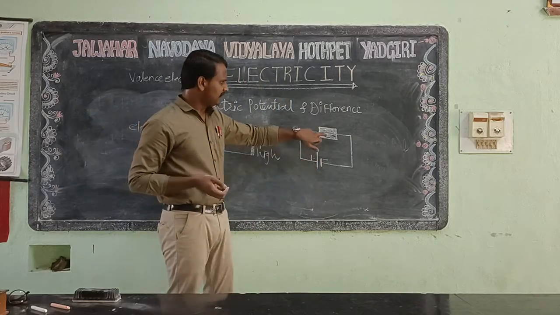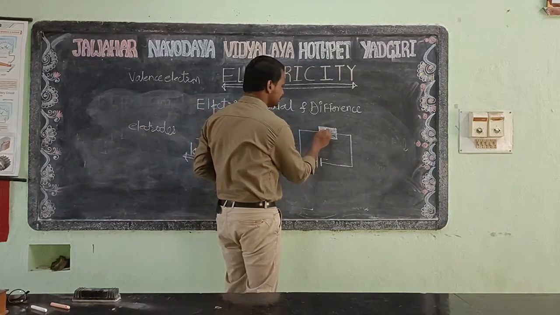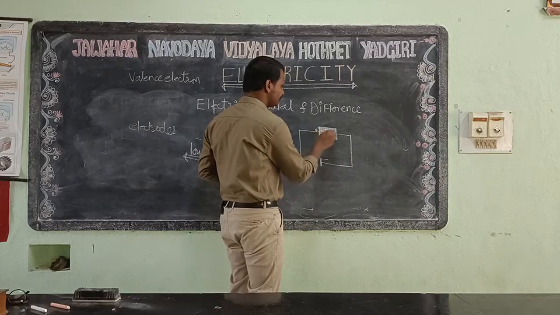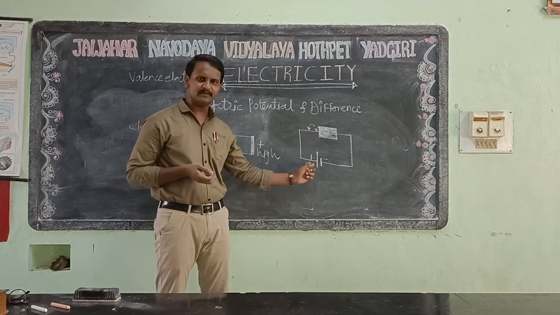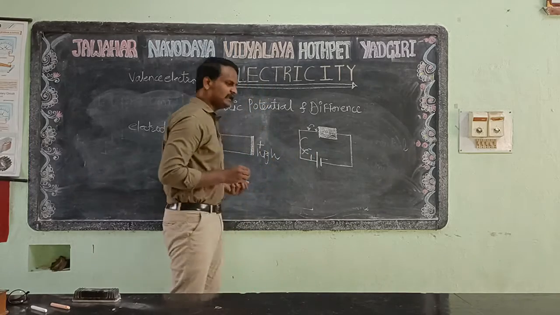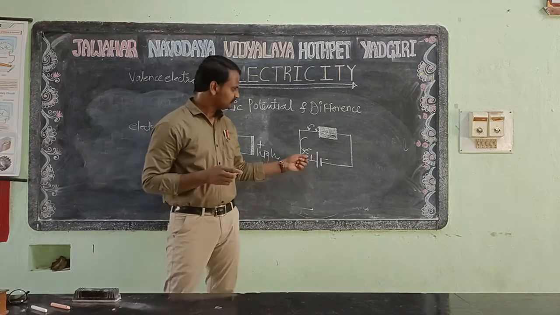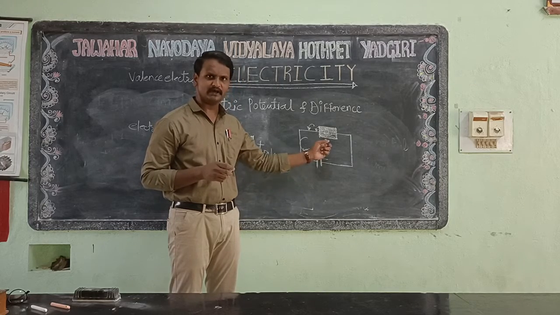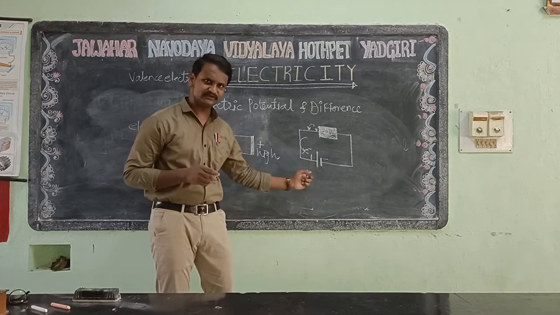Now at the negative terminal, the free electrons are in the atoms. These free electrons will jump out from their orbits, moving from one orbit to another, and that's why these electrons will be attracted towards the positive terminal. This electron will be attracted towards the positive terminal and there is a flow of current. But in this case you have to consider that the flow of electrons is from negative to positive.